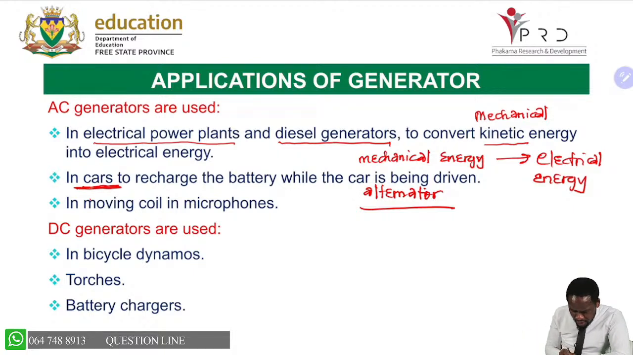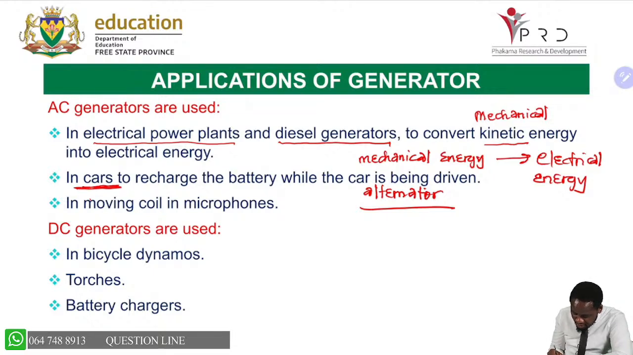And then in the moving coil in microphones, we also have an AC generator there. And then DC generators on a small scale, you make a comparison. It's used in a bicycle dynamo. So a dynamo is a DC generator.